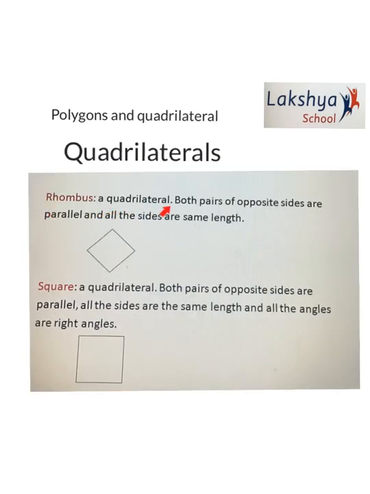Rhombus is a quadrilateral where pairs of opposite sides are parallel to each other and all the sides are of the same length. The next one is a square, which too is a quadrilateral, but over here opposite sides are parallel, all sides are of the same length and the angles formed are right angles. So the difference between this square and the rhombus is the angle, which is 90 degrees.